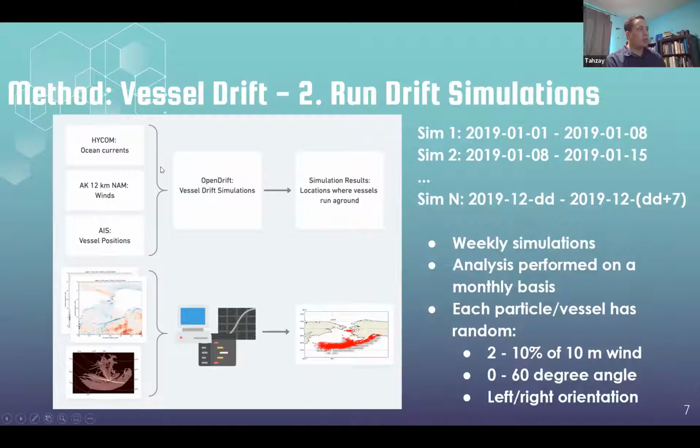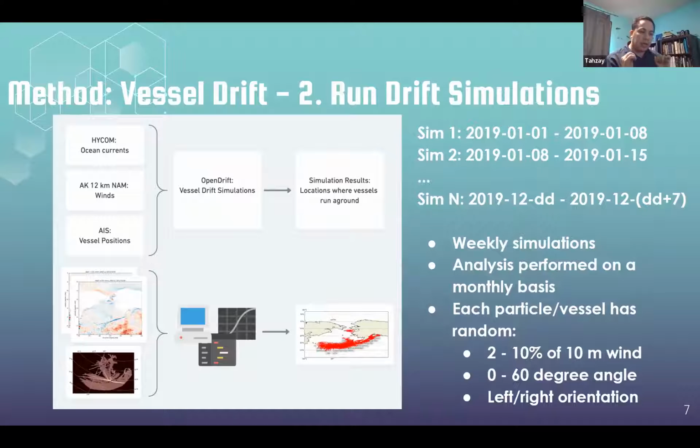And if we take a look at the information that's going in, we'd take the ocean currents from HYCOM, and we'd take the winds from the Alaskan 12-kilometer North American model, and those AIS vessel positions launched from the individual grids, put them into the vessel drift simulation, and then run those simulations for 7 days to see where they would ultimately end up landing. And so this analysis actually did weekly simulations and then was aggregated to a monthly basis.